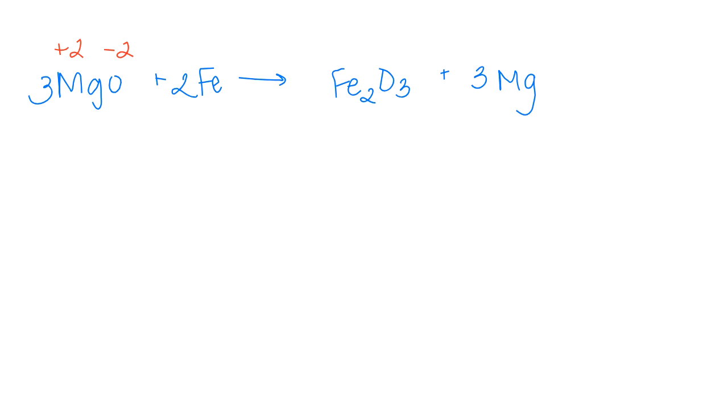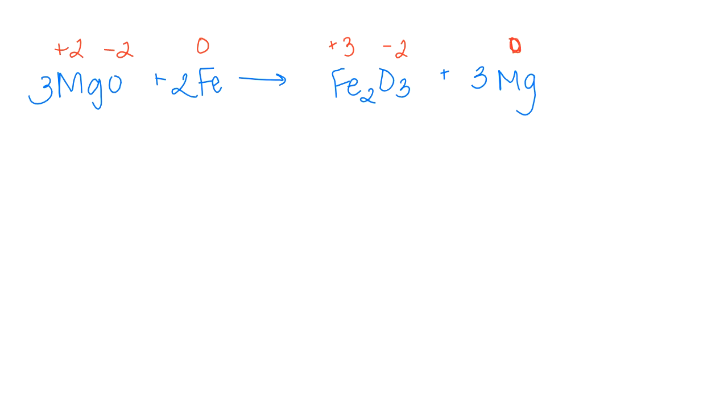Then we move over to iron. Iron is in its elemental state, so it's going to have an oxidation state of 0. Moving on to iron(III) oxide. Again, this is a binary ionic compound. So our iron has a +3 and our oxygen has a -2. And then lastly, our magnesium is now in its elemental form, so it is going to be 0.